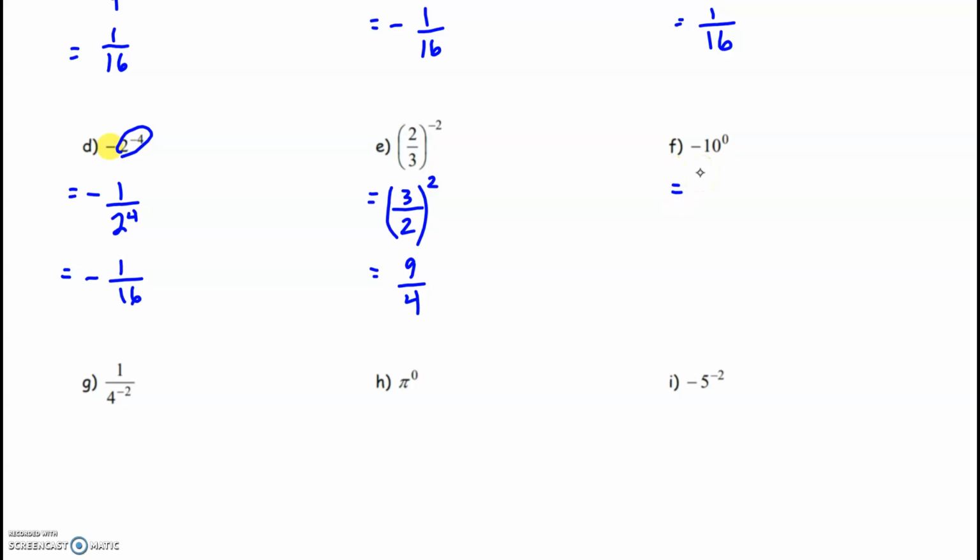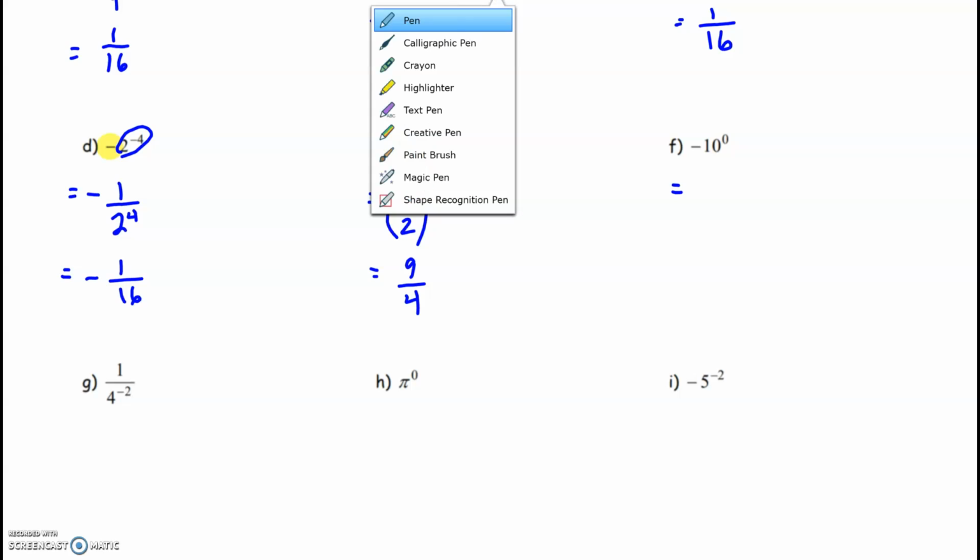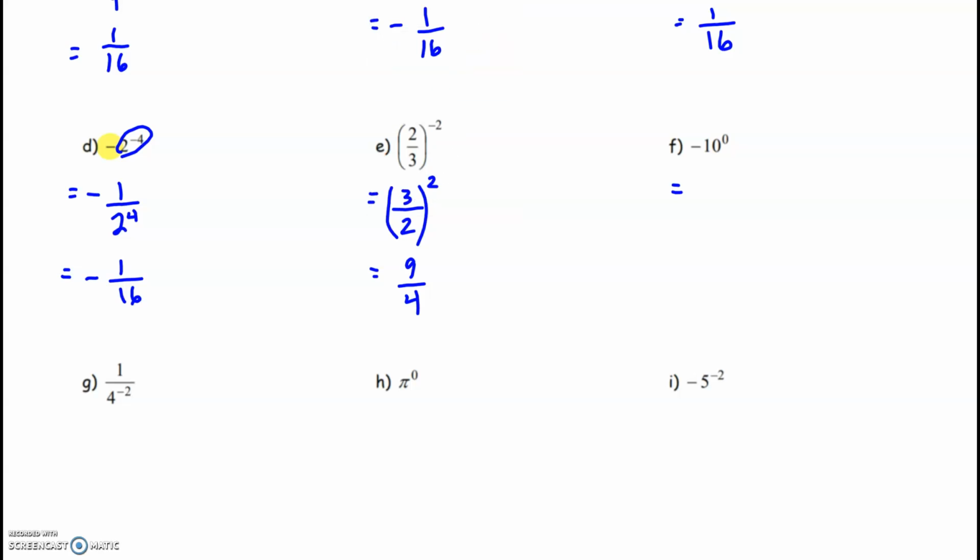All right, make sure you note that that negative is not with the base, it's sitting out front. So we know that we have to write our answer. First we put that negative out front, and now I'm going to answer 10 to the 0. And we know 10 to the 0, anything to the exponent 0, is 1.